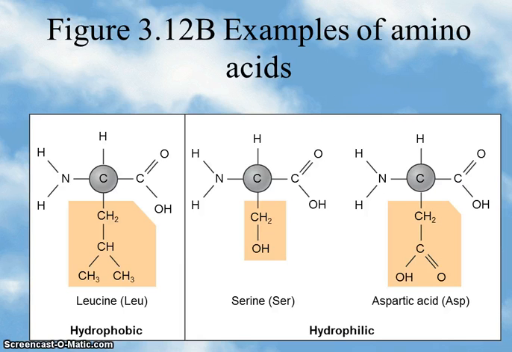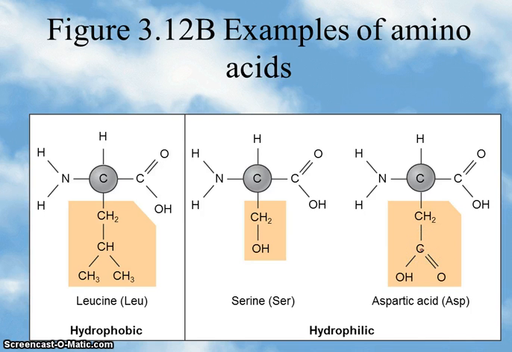So let's just look at 3 examples of amino acids. We have leucine, serine, and aspartic acid. And if we look at all 3 of these amino acids, they have that general structure of an amino acid. Each of them has a central carbon atom bonded to a hydrogen, an amine group, and an acid group. The difference between these 3 amino acids is what their R group is.